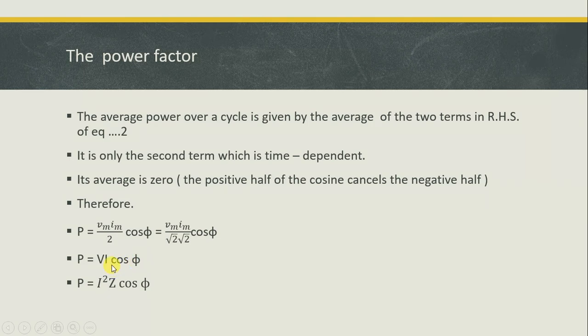Similarly, we were discussing that P is equal to I square R, where V is equal to IR. Here we will write P with impedance, where V is equal to I into Z. We know that the value of Z is equal to under root R square plus XC minus XL whole square. So P is equal to I square Z cos phi. This is the impedance value.